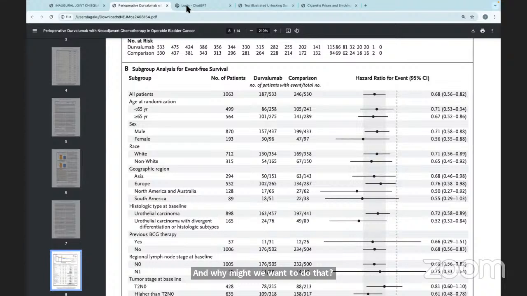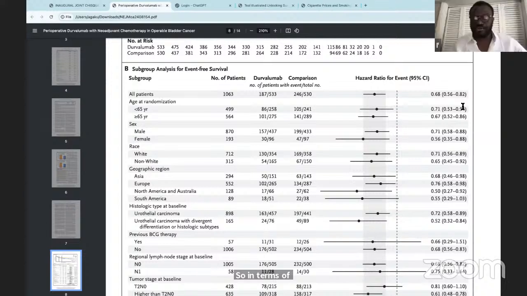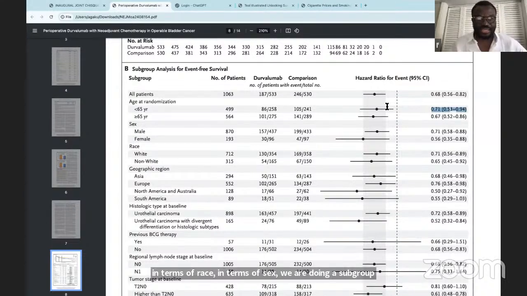Subgroup analysis here shows that you are looking at different characteristics and checking what the survival is within each of the characteristics. So in terms of race, in terms of sex, you are doing a subgroup analysis. Okay, so can you take, let's say, sex, the male? Can you interpret this for us, please?